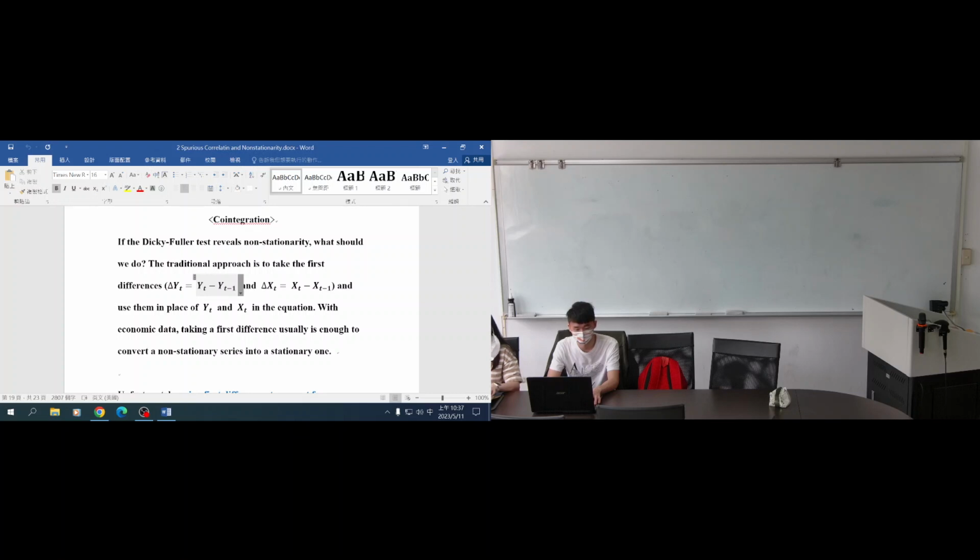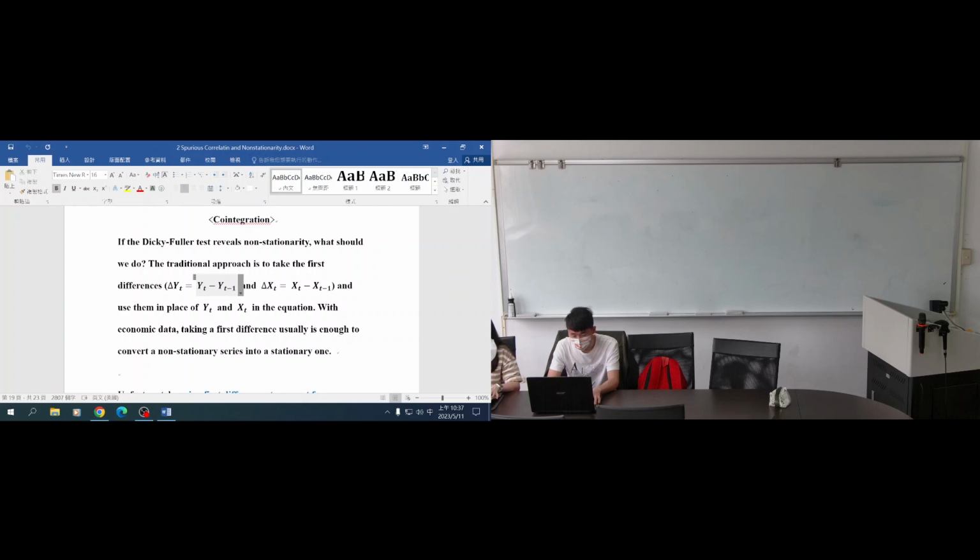In that situation, I wanted to run y on x. Since it is non-stationary, the result of the regression is what? Spurious, because all the variables are non-stationary. Here, there's another way.